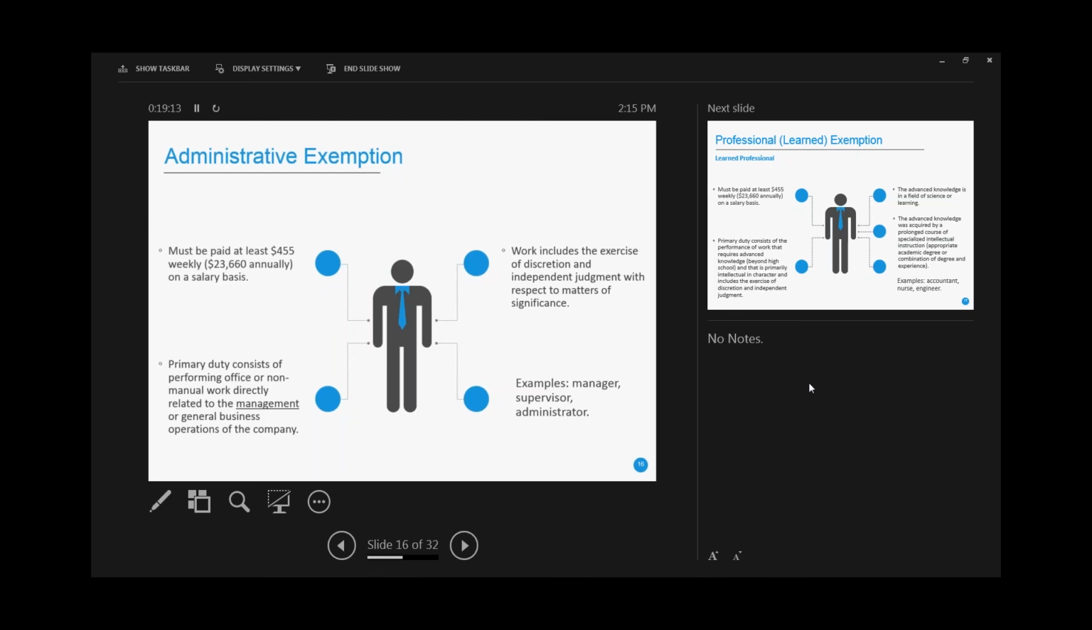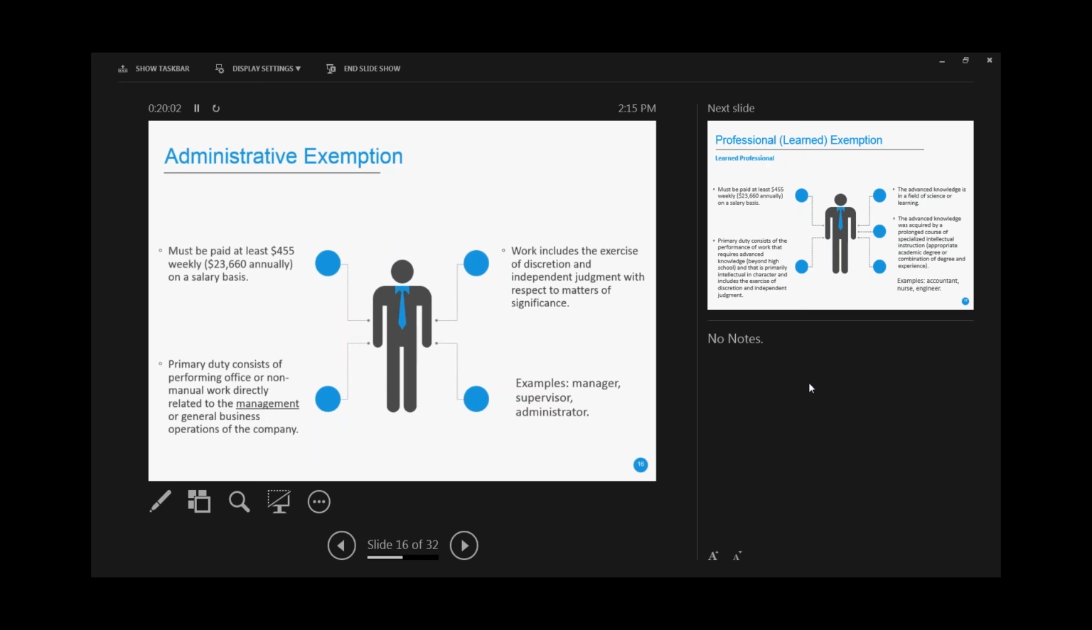So next is the administrative exemption. Again, it must be paid at least $455 weekly or $23,660 annually on a salary basis. The work includes the exercise of discretion and independent judgment with respect to matters of significance. And the DOL views independent judgment as the employee being involved in the comparison and evaluation of possible courses of conduct and acting or making decisions after the various possibilities have been considered. Also, it implies that the employee has the authority to make independent choices free from immediate direction or supervision. The DOL views the matters of significance term as the level of importance or consequence of the work being performed.